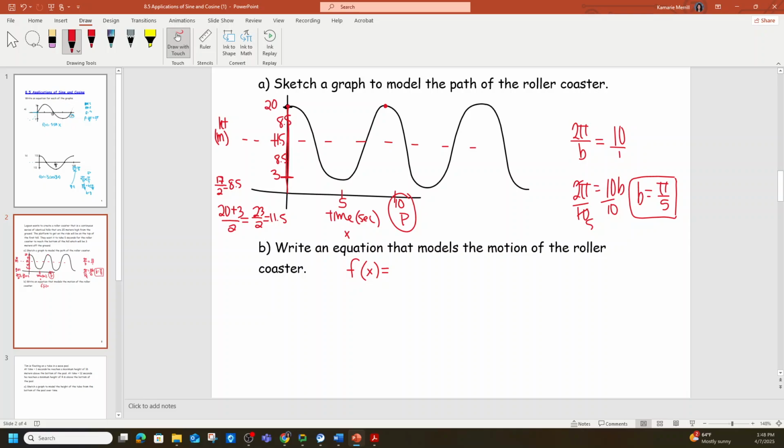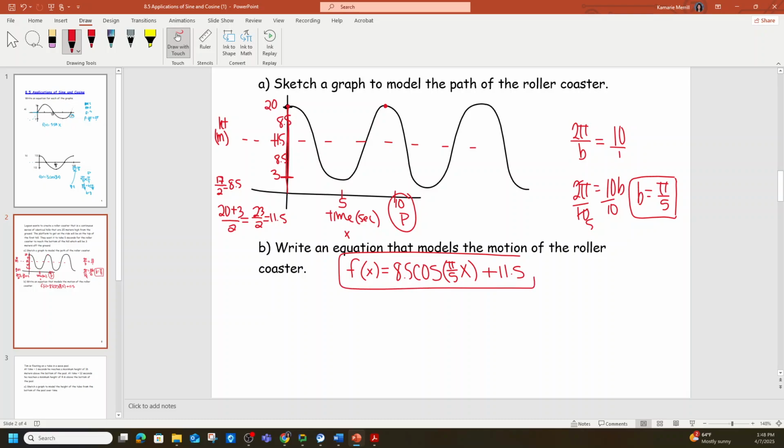Okay, first off, is this a sine or a cosine? Is it positive or is it negative? Cosine. This one is a positive cosine. Good. What else do we know? What would be my amplitude again? 8.5. Good. What goes inside with my x? What's my b? Pi fifths. So you guys can say pi fifths x. And then what am I missing? Plus 11. Then I have a midline shift of 11.5.